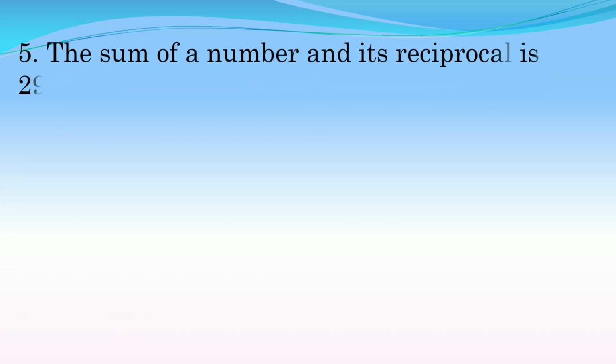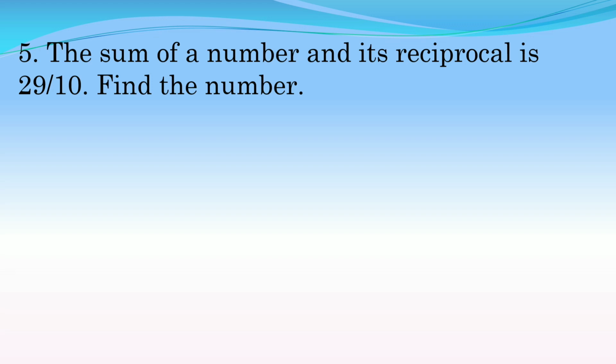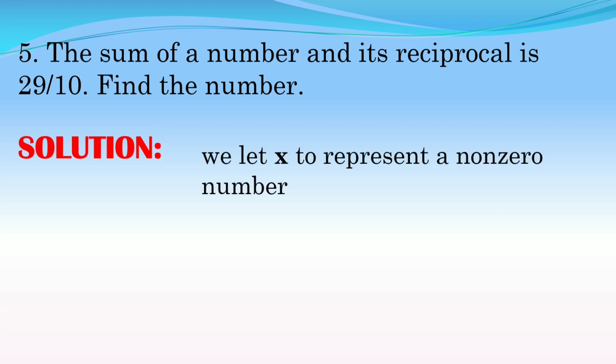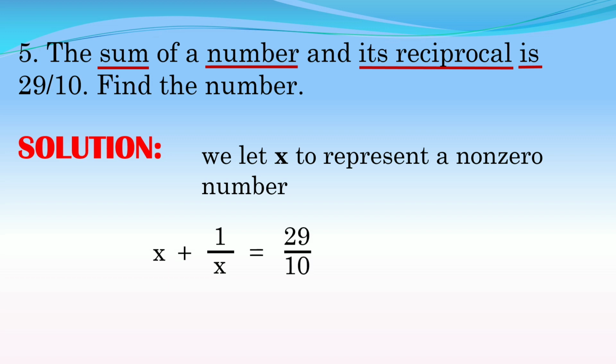So let's have number 5. The sum of a number and its reciprocal is 29 over 10. Find the number. So, solution. We let x represent a non-zero number. The sum of a number, kahit anong letter to, and its reciprocal. Dahil si x represents a non-zero number, kunin yung reciprocal niya, which is 1 over x, is equal to 29 over 10. Yan yung magiging ating equation.